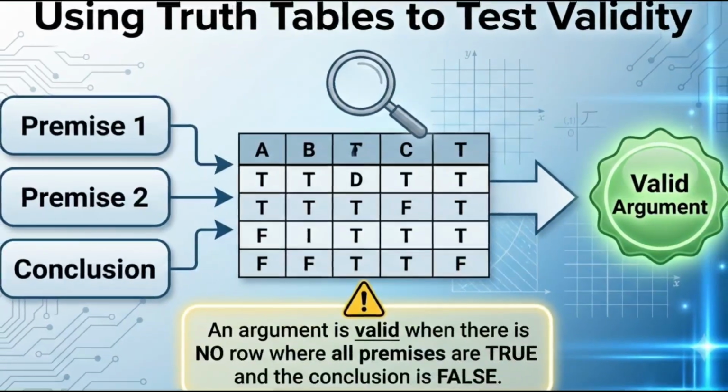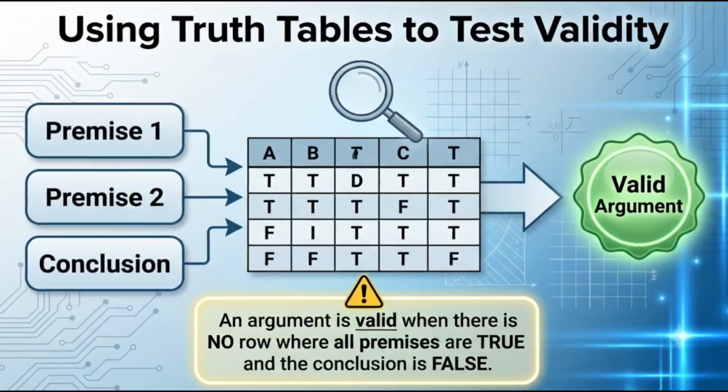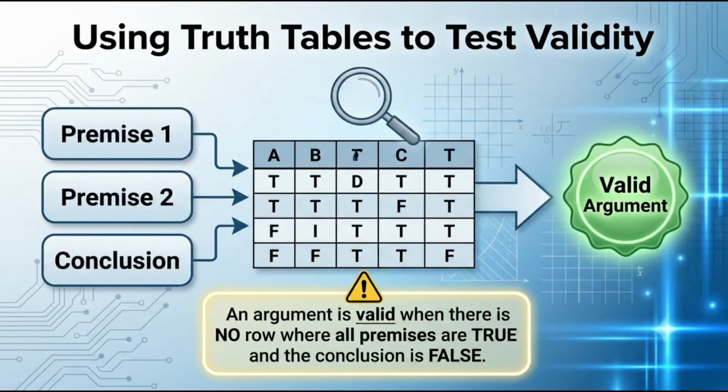Truth tables are also used to determine whether an argument is valid. An argument is valid if there is no situation where all the premises are true while the conclusion is false. If such a situation exists in the truth table, the argument is invalid. This makes truth tables a powerful tool for evaluating logical reasoning.